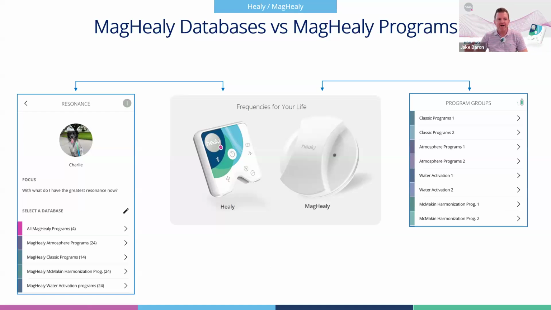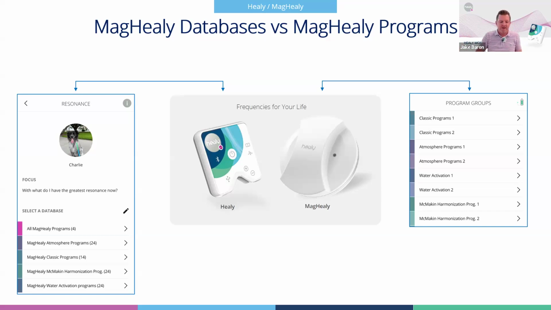So you can do the analysis, you can do the vibration of those programs with the Healy device, or you can run those programs with the MagHealy in the Healy 2 app. And this is similar to how we have, just with the Healy device, some of the databases that are available with your Healy, with the resonance module. You might not have all those programs in the Healy 2 app to run with microcurrent or with a coil, but you can vibrate those frequencies, those programs, into the information field.